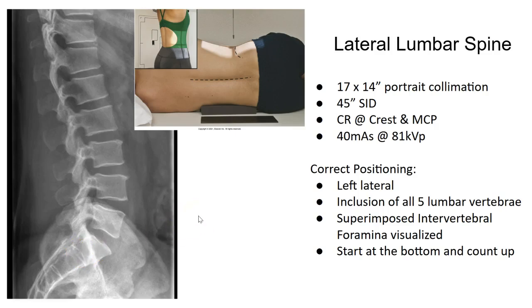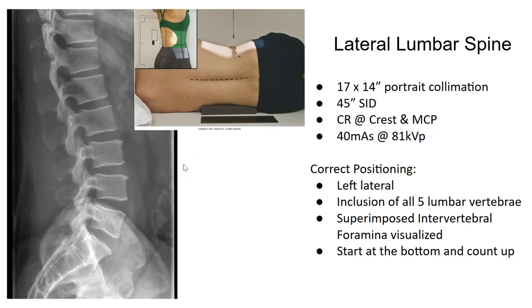In a lateral lumbar spine, in addition to the 5 lumbar vertebrae, we're also looking at the superimposed intervertebral foramina. So that is these circles right here. And I say superimposed because you have intervertebral foramina on the right and you have intervertebral foramina on the left. We know that, right? But when you're in a lateral lumbar spine, the right and left are superimposed. So it should look like one foramina. Okay? Really, really nice.